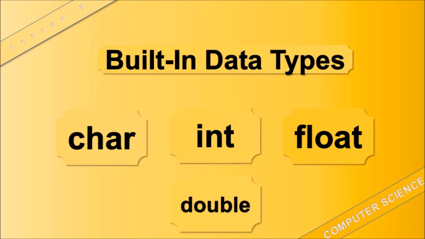Char data type is used to store characters or symbol values, single character or single symbol values. Int data type is used to store integers or simple numbers. Float data type is used to store decimal points, and double data type is used to store large numbers.